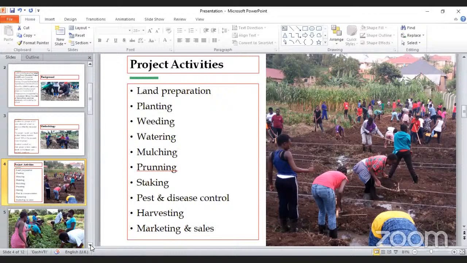We have people leading the selling, and they are in charge of record keeping. So we know we bought 100 cabbages. Each cabbage is supposed to be sold at, let's say, 1,000, 2,000. There are records that are made. So all this, there are opportunities for learning.